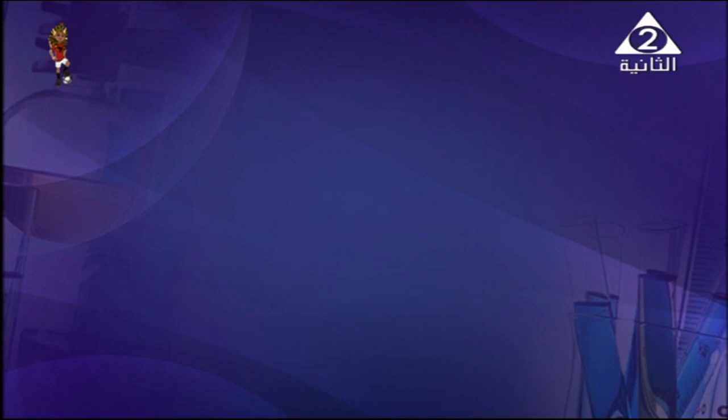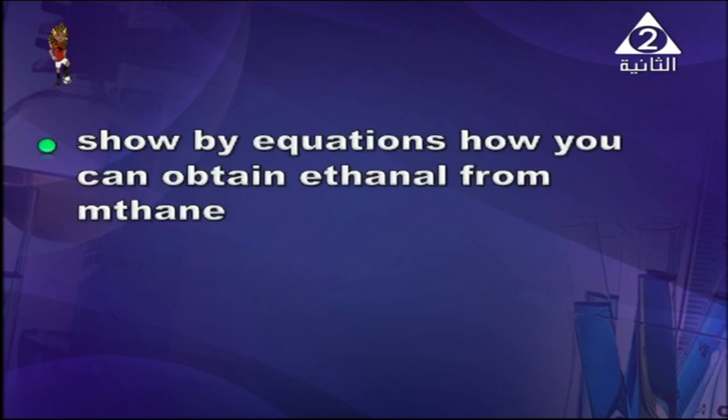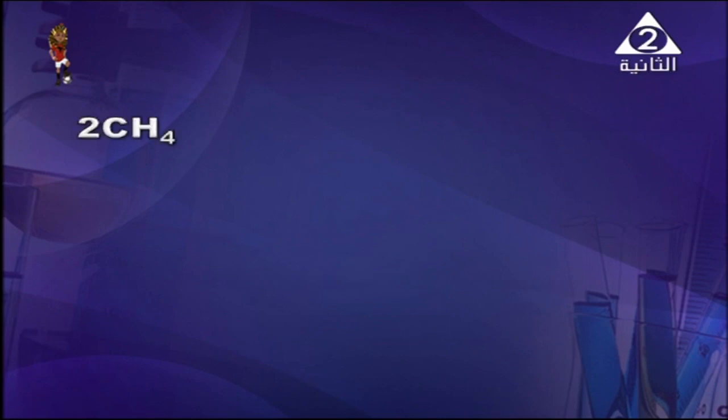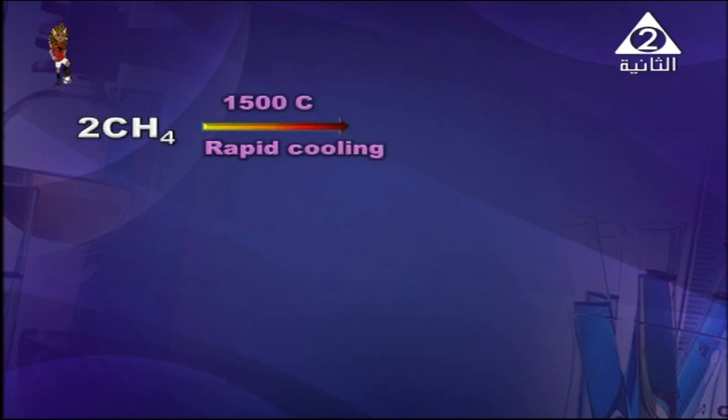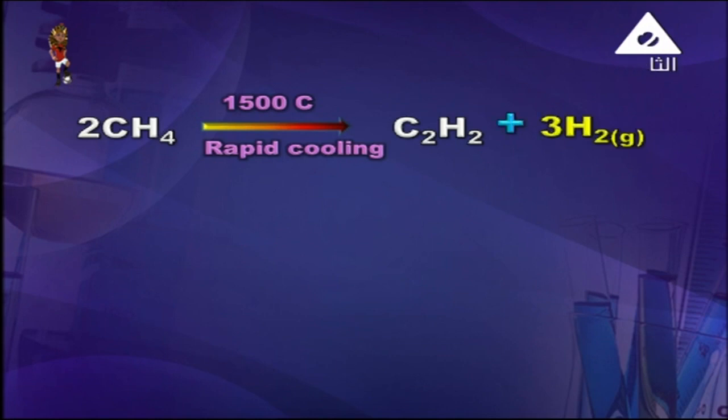It's new, ammonolysis. My dear, show by equations how you can obtain ethanol from methane. 2CH4, this is methane, at 1500 degrees with rapid cooling. Do you know what it will be? It will be C2H2. You remember what this is? This is acetylene, and hydrogen gas evolved.